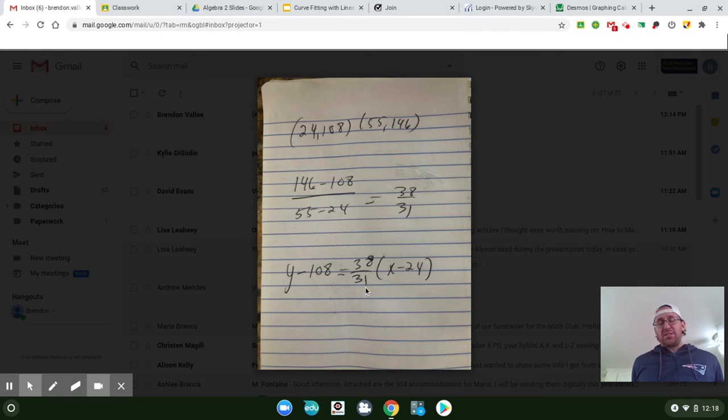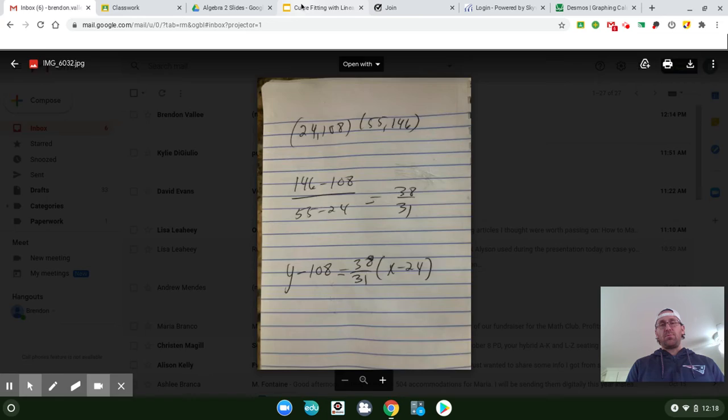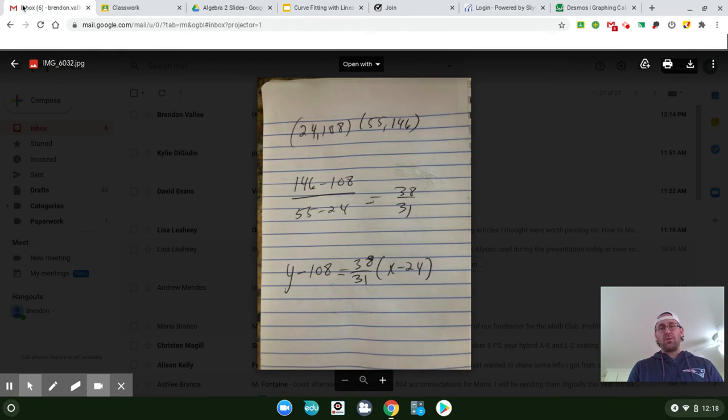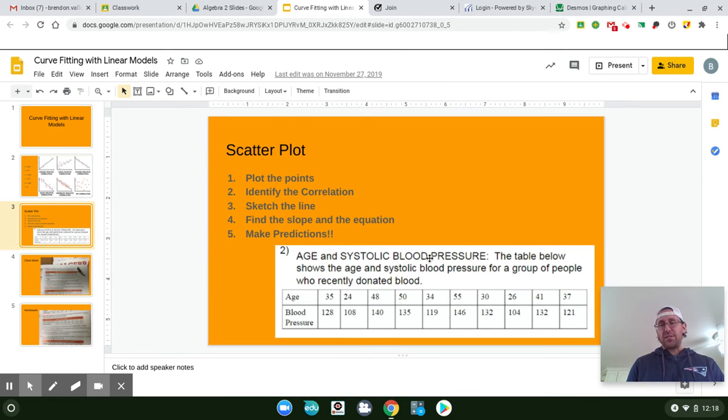Now we can use this equation to make predictions. Okay, so if we go back to our original problem here, notice in the table that it doesn't have age 60 or 65 or 70. So if you want to see what my average blood pressure will be if I was 70 years old, you would plug in 70 into this equation here and figure out what the blood pressure would be, on average. Now this isn't exact. Okay, these are predictions.